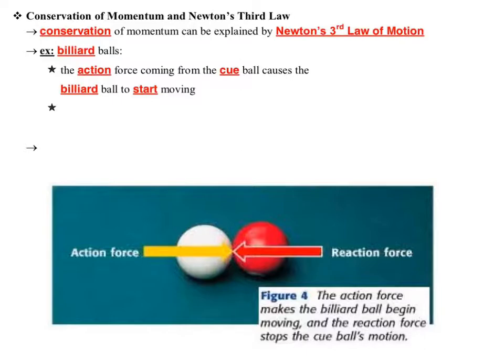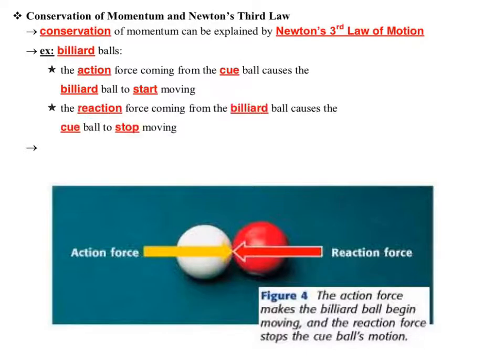If it doesn't cause it to stop moving, usually what will happen is it will cause it to slow down or change direction. As a result, you have a shift in the momentum, but the total momentum, if you add it up between the cue ball and the billiard ball, should still remain the same. And this is also a demonstration of the action and reaction forces. The action force applied to the billiard ball by the cue ball causes the billiard ball to move, but then the reaction force applied back by the billiard ball to the cue ball will cause that cue ball to either stop moving or to change its speed and direction.